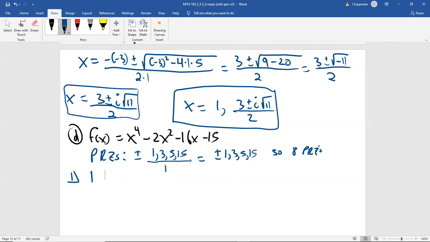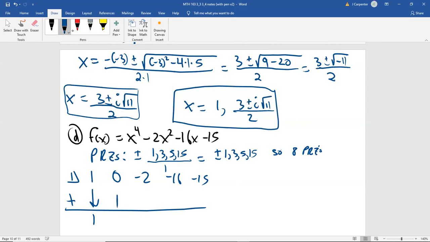So we'll do the 1 for the x to the fourth, a 0 for the x cubed, the negative 2 for the x squared, negative 16 for the x, and the negative 15 for the constant. So many students miss this, and then everything is wrong because of that. All right, the process goes: bring the first number down, multiply, add, multiply, add, multiply, add.